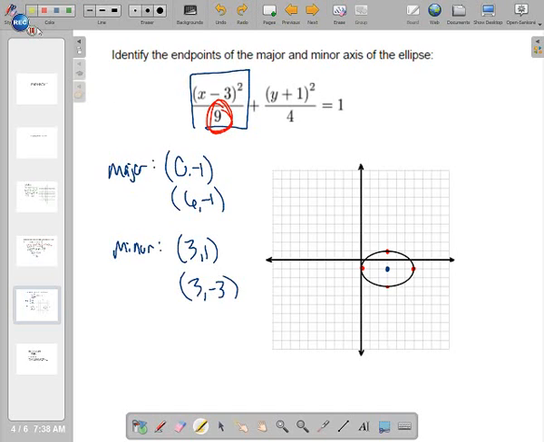So the major endpoints are the ends of the major axis, that's here and here, and the minor endpoints are on the end of the minor axis, which is above and below in this problem. And that's it for conics. Good luck on your final.